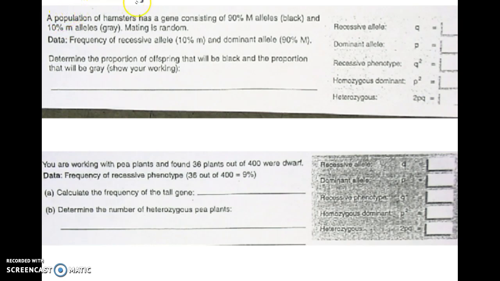A population of hamsters has a gene consisting of 90% dominant M alleles. In this case, it's a black phenotype, 10% recessive alleles or gray. Mating is random. At this point, that doesn't mean anything. Eventually it will. In this problem, it's a very introductory problem, so they really are helping you. They pull out the data that's important. Frequency of the recessive allele is 10%. The dominant allele is 90%.